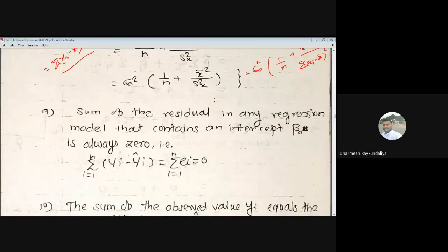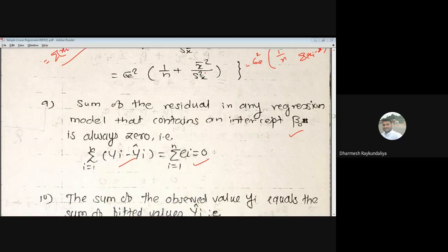Now if you find out the sum of this is 0, what is ei? ei is nothing but the residual. So we say that the sum of the residuals of any regression model that contains an intercept is always 0. Without an intercept it may not be 0, but whenever the model contains the intercept parameter, the sum of residuals is always 0. We will show you the proof.